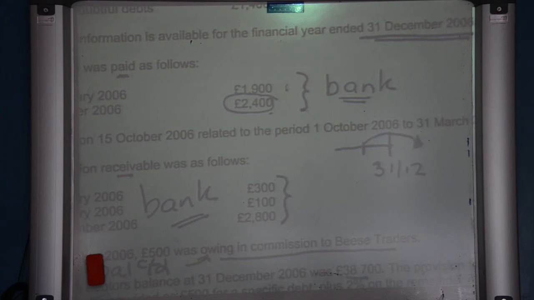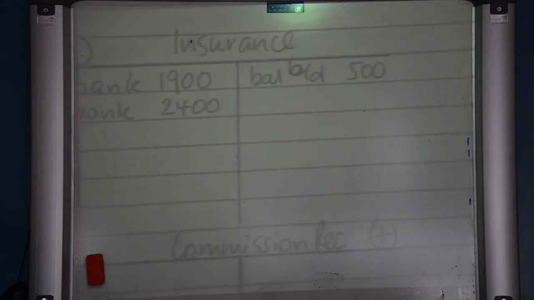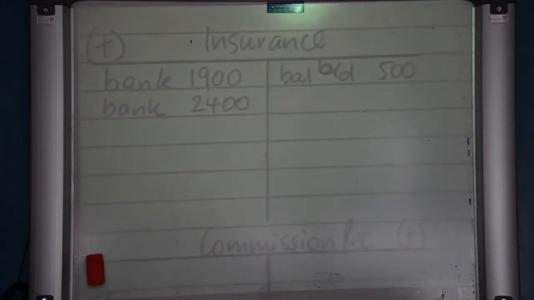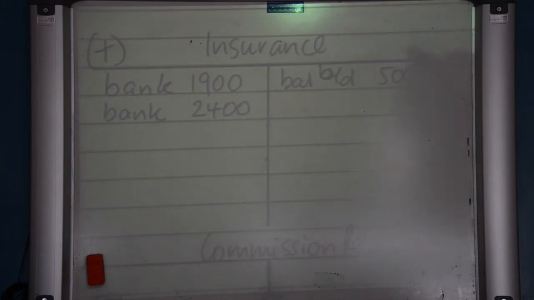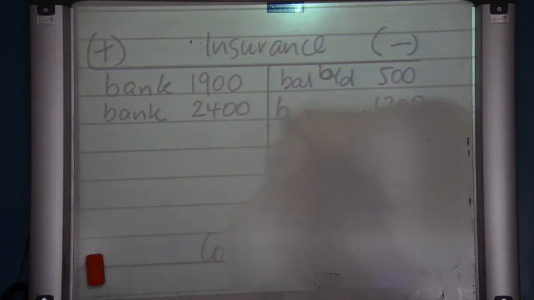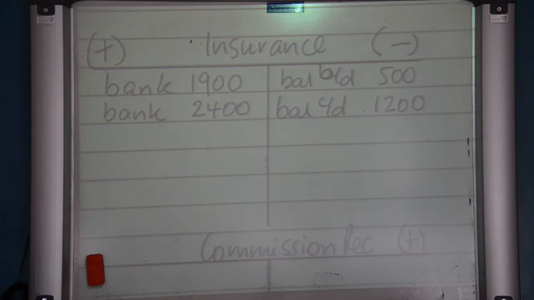So, if I go back to my ledger account for insurance, it's a prepayment. So prepayment always means down. So I'm going to put it on the minus side for £1,200. And I'm going to call it a BAL CD. Just like that. Now in the exam, you'll be wigging out a bit because you've got your BAL CD and your BAL BD on the same side. That's absolutely fine. It can happen like that. So don't worry about it.